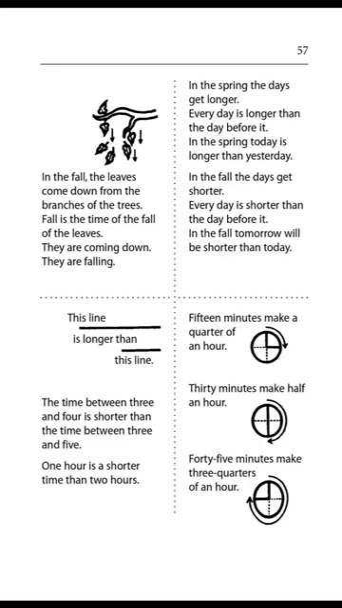In the fall, the days get shorter. Every day is shorter than the day before it. In the fall, tomorrow will be shorter than today. This line is longer than this line. The time between 3 and 4 is shorter than the time between 3 and 5. 1 hour is a shorter time than 2 hours.